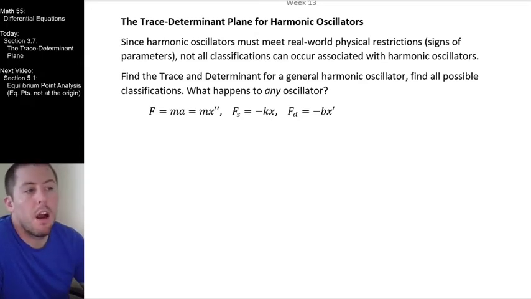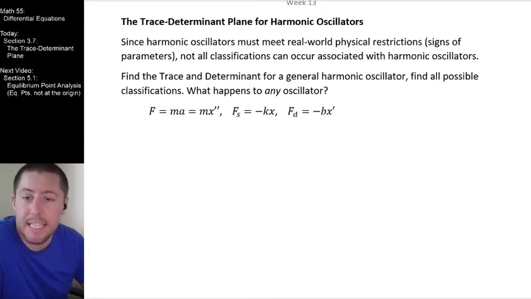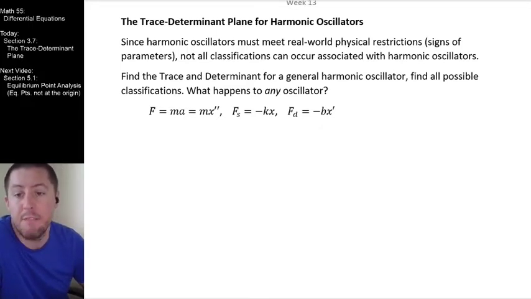And here's the deal. Harmonic oscillators have to meet real-world physical restrictions. Things like mass needs to be positive, stuff like that. And that really means the signs on our parameters are kind of predetermined for us. You can't have literally any choices of A, B, C, and D, and therefore I don't expect to have any possible arrangement of T and D in my trace determinant plane either. So not all classifications are going to occur associated with harmonic oscillators.